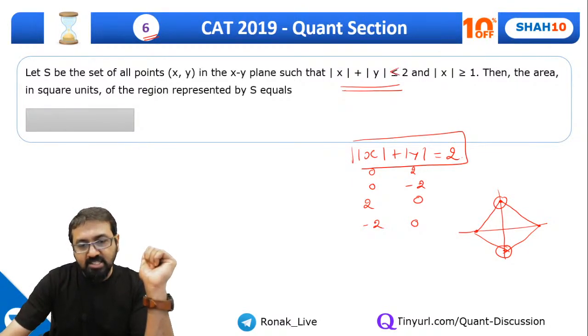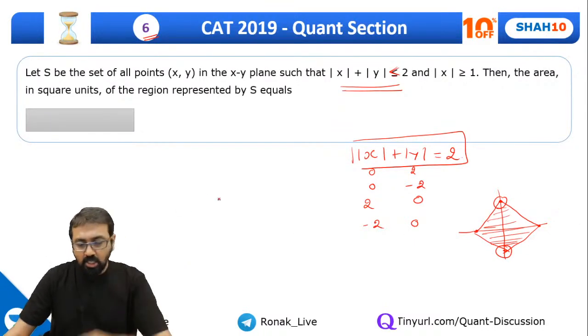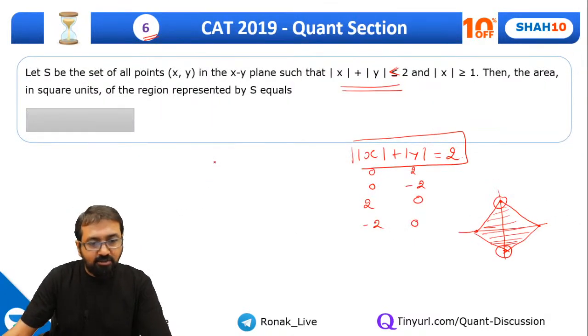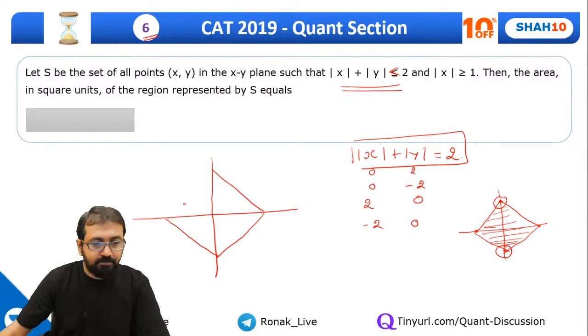But what we are asked is mod of x plus mod of y less than or equal to 2. That means we need to take the region inside this one, not the outside, right? Let me draw this graph once again, because we will require a slightly bigger figure. That is another condition. In the meantime, if you want, you can try to solve this question and tell me the answer. So please understand, this is 2, minus 2, minus 2 and 2.